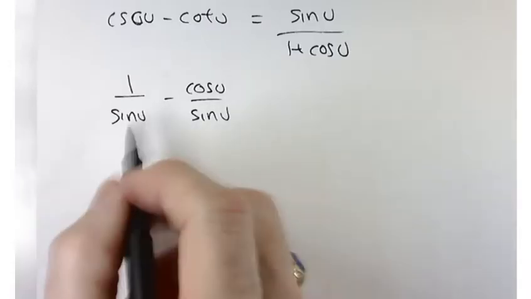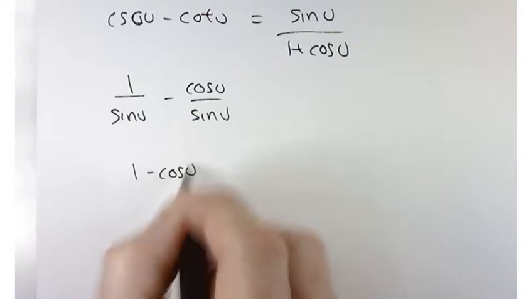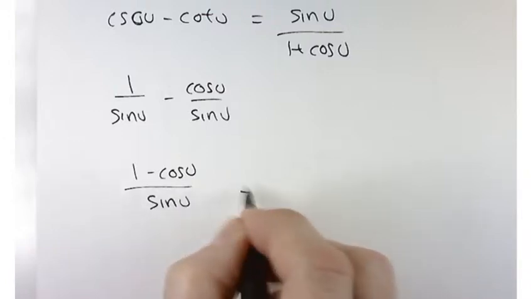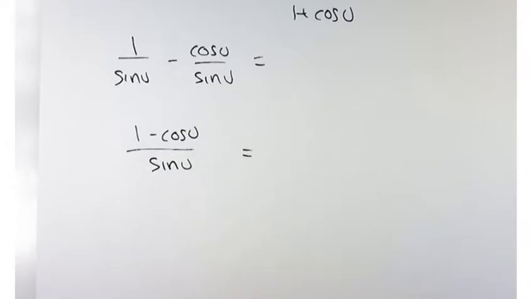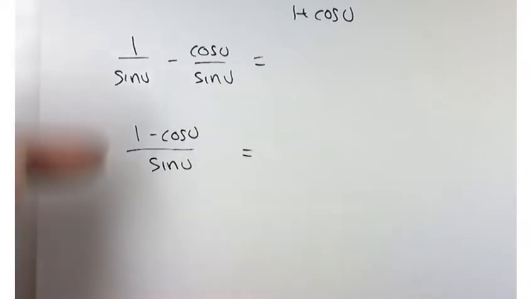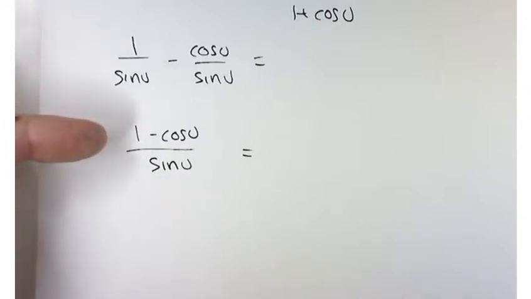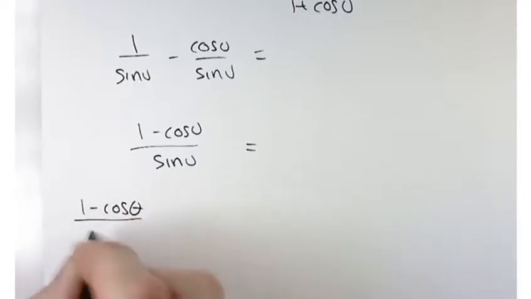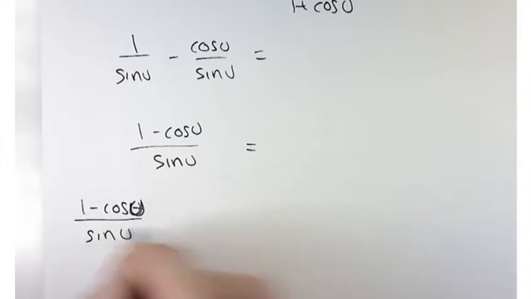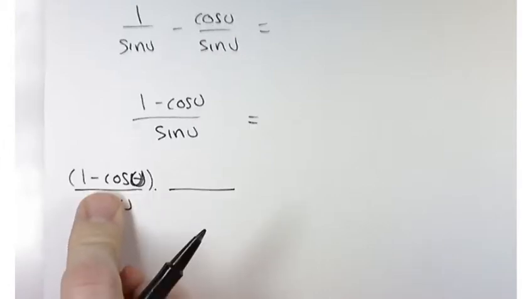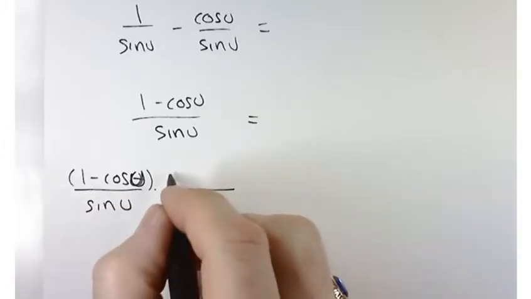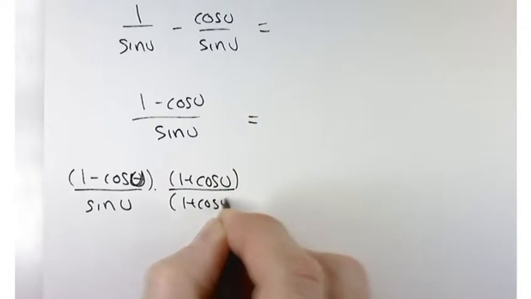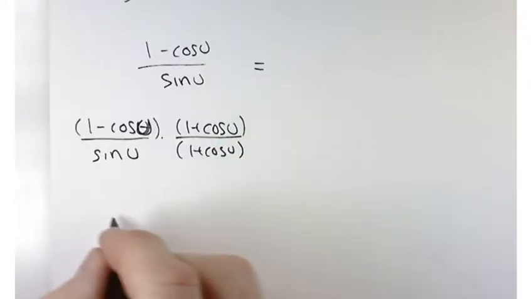And then what could we do? Well, I've got a common denominator here, so sine of u. And we could multiply by the conjugate of the numerator. Let's try that. So 1 minus cosine of u over sine of u. Now, I'm multiplying by the conjugate of the numerator so that I'll get a squared term, and then I hopefully can use the Pythagorean theorem. So 1 plus cosine of u over 1 plus cosine of u. Now in the denominator, I'll leave those things factored.